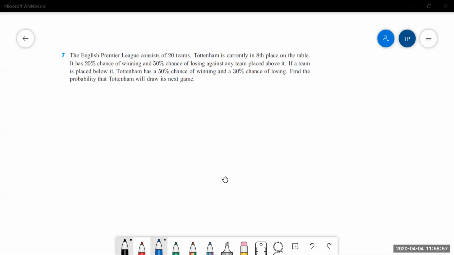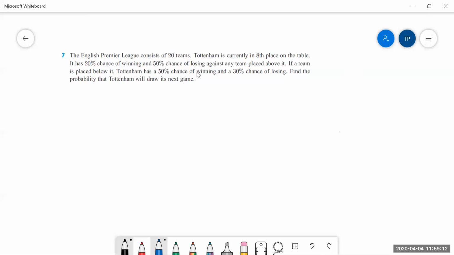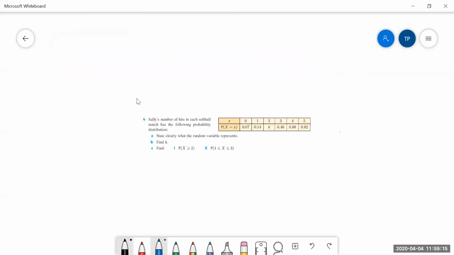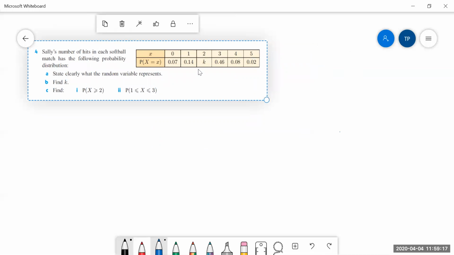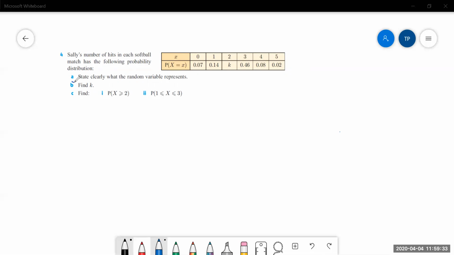Okay, let's try some questions from discrete random variables. See if you still remember. Or do you have any tutorial questions that you want to ask me? Not at the moment. Okay. Let's start with B. Okay, so, are you writing it?